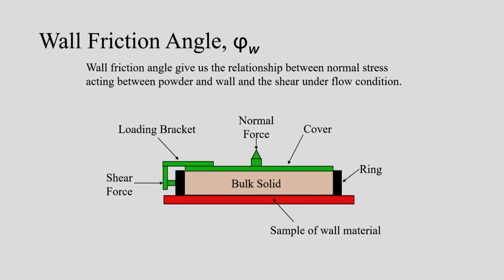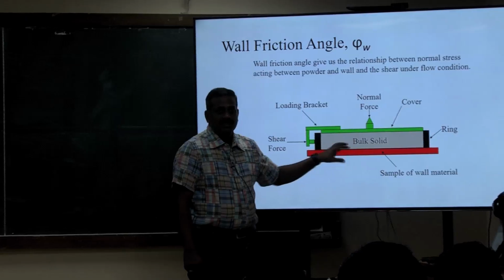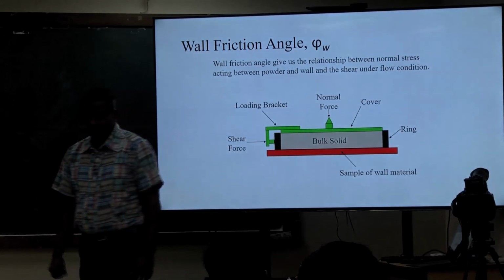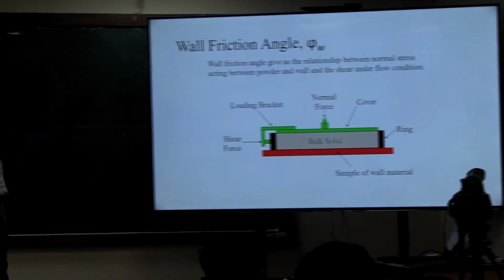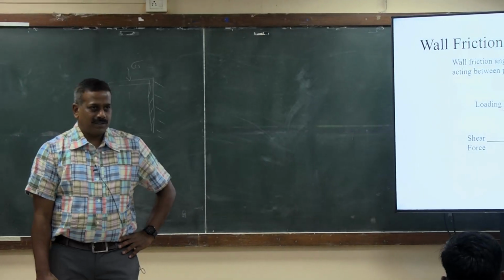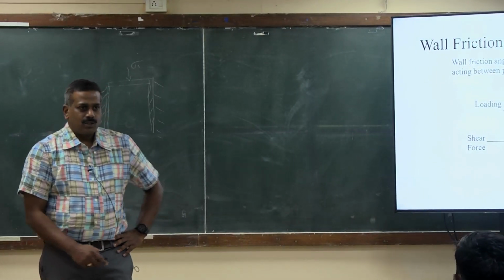So you can test the different types of wall material that you are interested in constructing a bin out of. If you are constructing an aluminum bin or a stainless steel bin, take a piece of that material and put it at the bottom of the shear cell and then measure the wall friction. But most times the instrument manufacturers themselves provide those material samples for wall friction measurement. Okay. So very similar analysis.